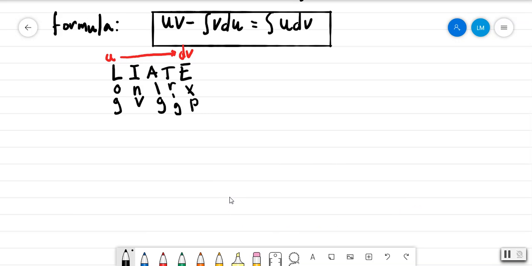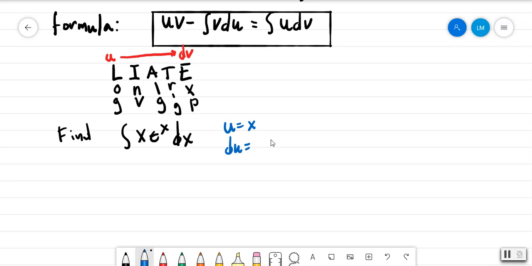Now, let's say, for example, that we want to use the formula. So let's say that we have the following integral. Find the integral of x e to the x dx. Accordingly, we know that u would have to be the most left of the algebraic expression and the exponential. So then u is equal to x, du is equal to dx, dv is equal to e to the x dx.